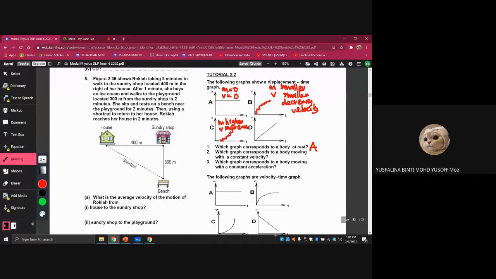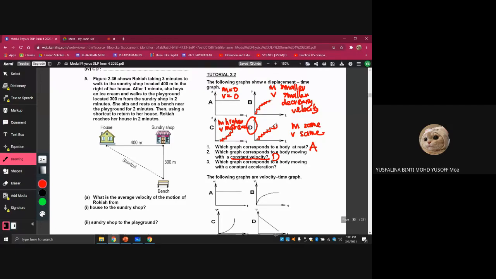For this one, if I draw a triangle here, the size of the triangle is always the same, so the gradient is the same and the velocity is also the same. So for constant velocity, the answer should be D. Good, some of you got it correct. D. And then for number three.